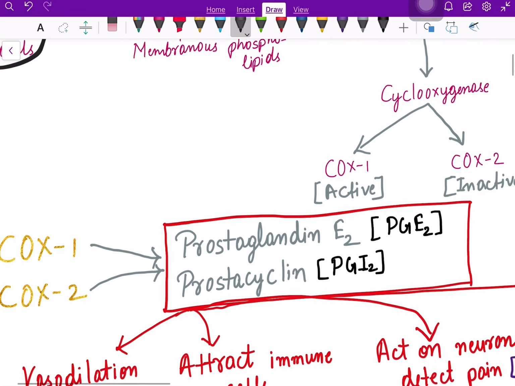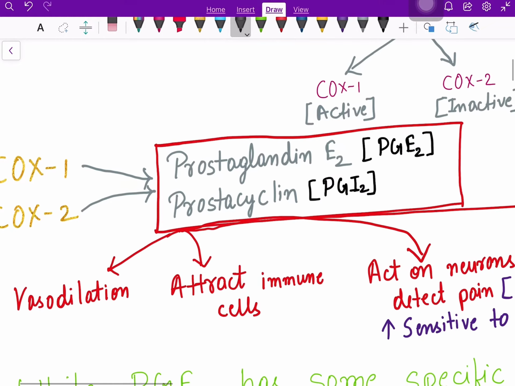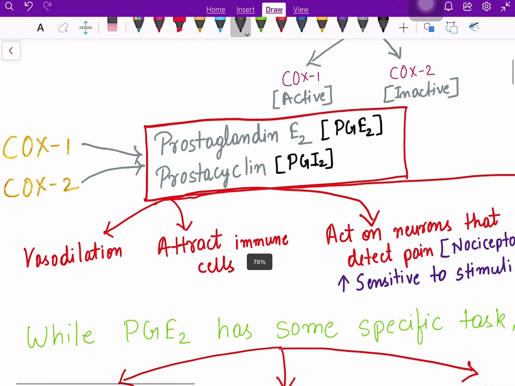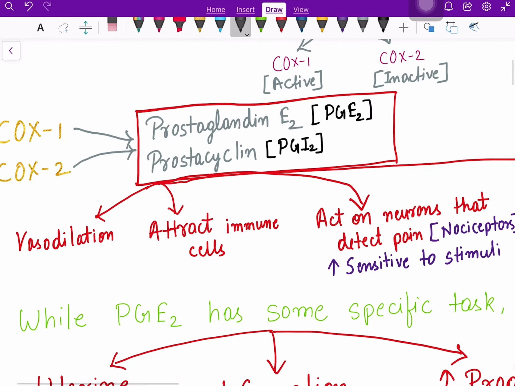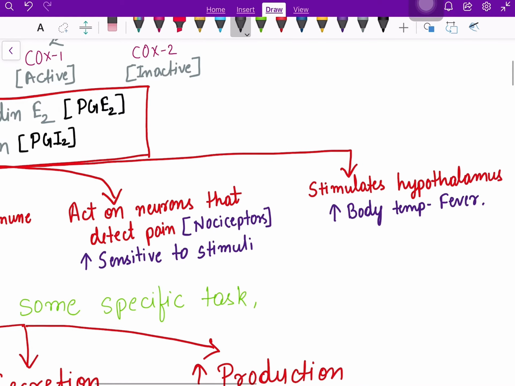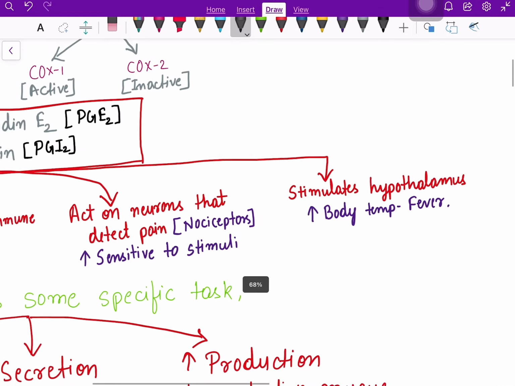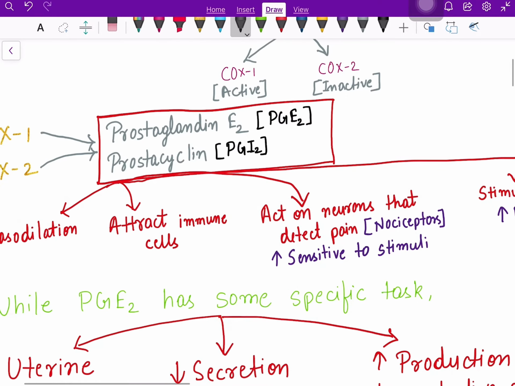So COX-1 and COX-2 both produce prostaglandin E2 and prostacyclin. Prostaglandin E2 can also be known as PGE2. Prostacyclin can also be known as PGI2. What are the functions of prostaglandin E2 and prostacyclin? Vasodilation, attract the immune cells, act on neurons that detect pain, that is the nociceptors, and increase the sensitivity to the stimuli. It stimulates the hypothalamus, which results in the increase in the body temperature, leading to fever. This was the mechanism of inflammation.